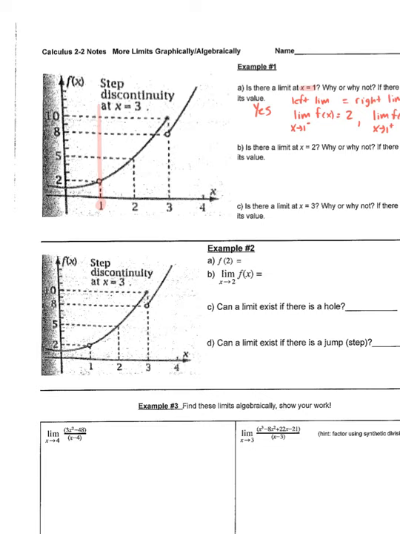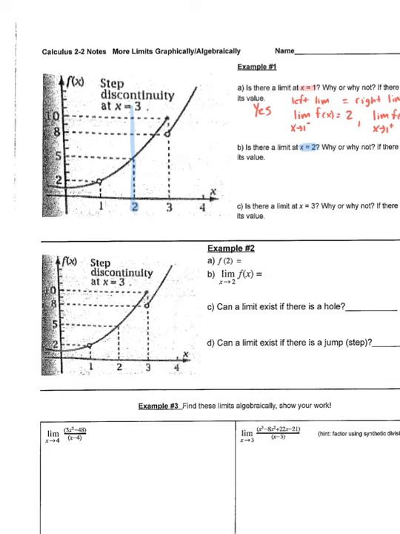Okay, let's go to part B. Is there a limit at x is equal to 2? So let's put our vertical line now through the x value of 2. And again, always trace the graph. Coming from the left, we're coming in at a y value of 5. Coming from the right, we're coming in at a y value of 5.